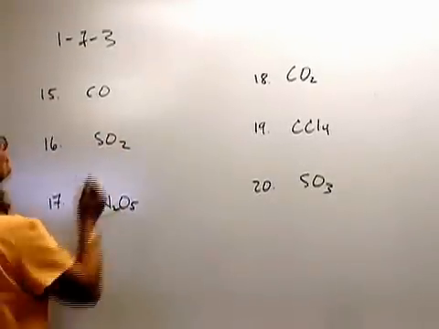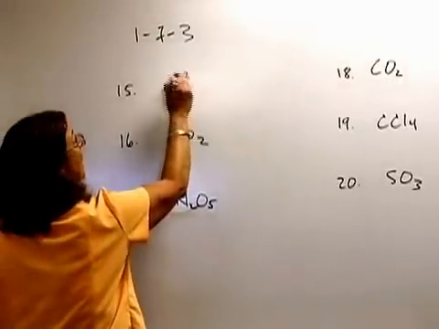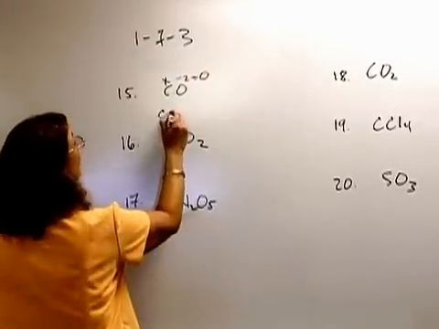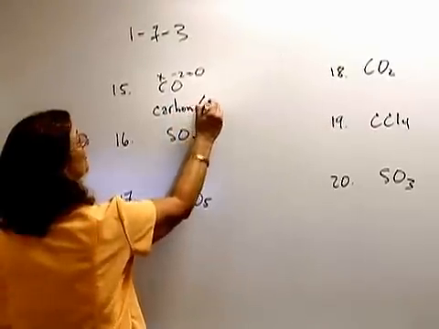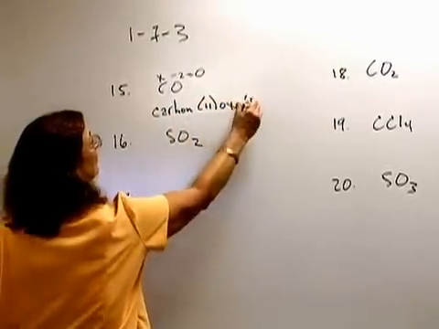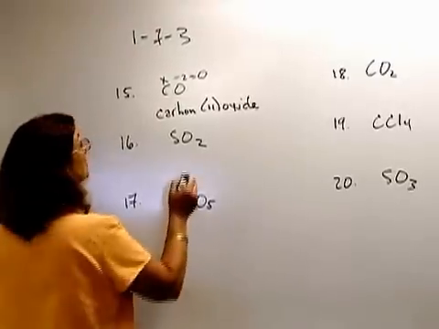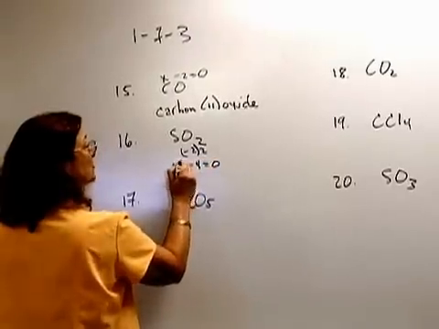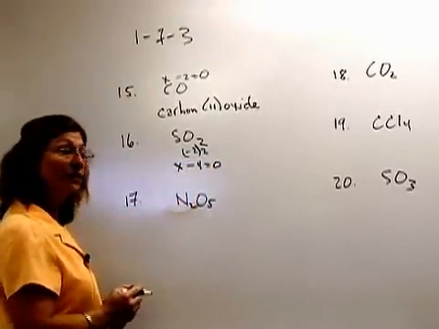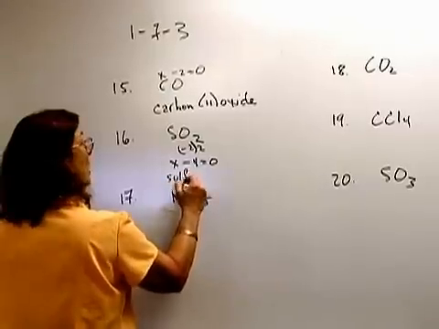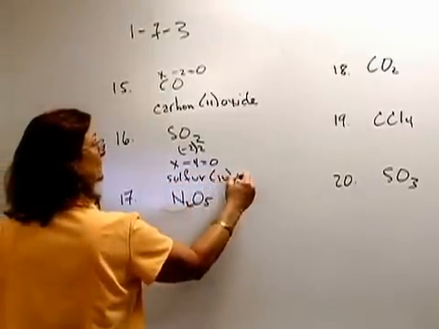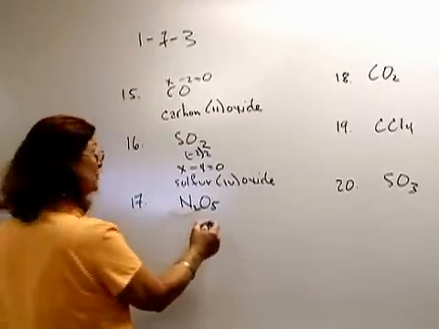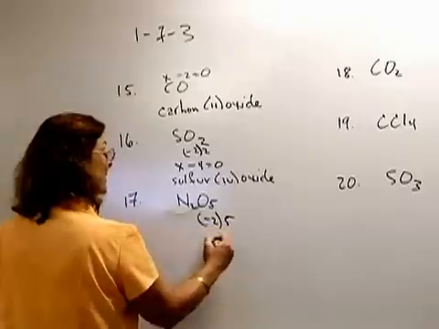Oxygen has a -2 charge, and carbon is what I'm trying to find. So this would be carbon Roman numeral 2, oxide. Oxygen is -2, times 2 is -4. Compounds are 0, therefore this is sulfur, Roman numeral 4, oxide. Oxygen is -2, times 5 is -10.